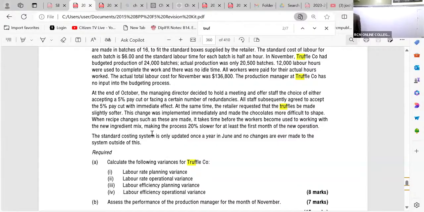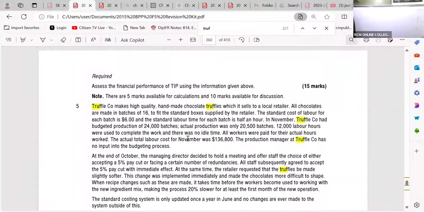So the first thing we shall do is a small table, because it has planning and operational variances. We need a small table where we shall be able to show the original, the revised, and the actual. Are you able to do that table for me, my good students? Because they've mentioned the word planning operational, you need to give us a column for original, a column for revised, and a column for actual.